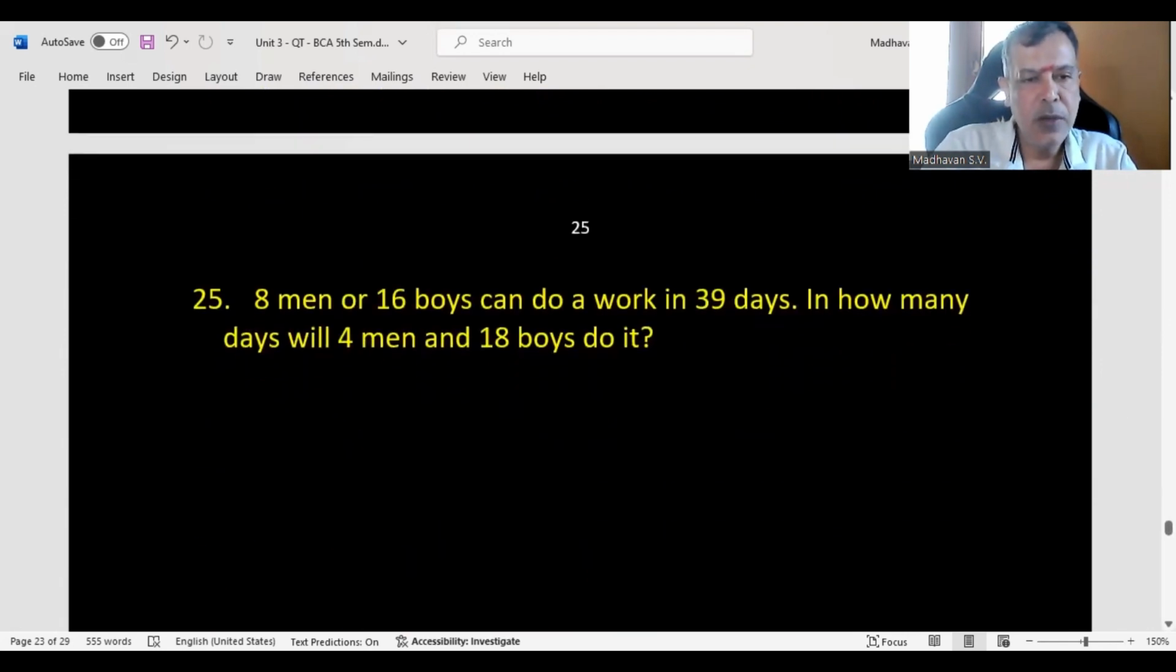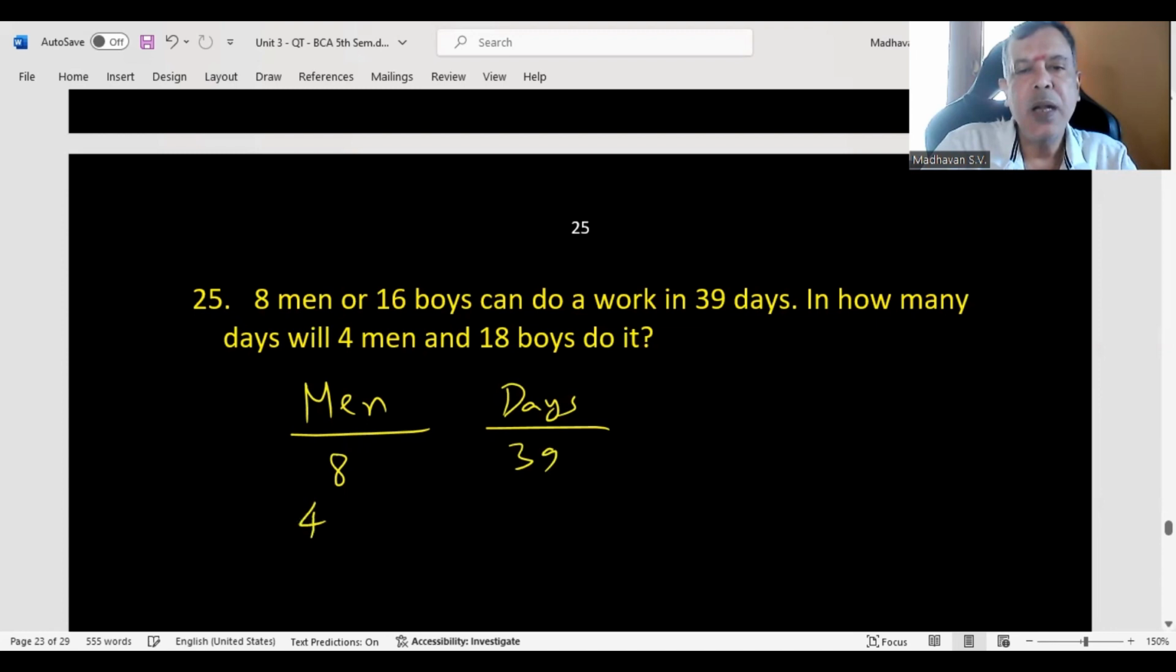8 men or 16 boys. So I'll write men. 8 men or 16 boys. So I can simply write 8 can do the work in 39 days. So days 39. Then in how many days will 4 men and 18 boys?